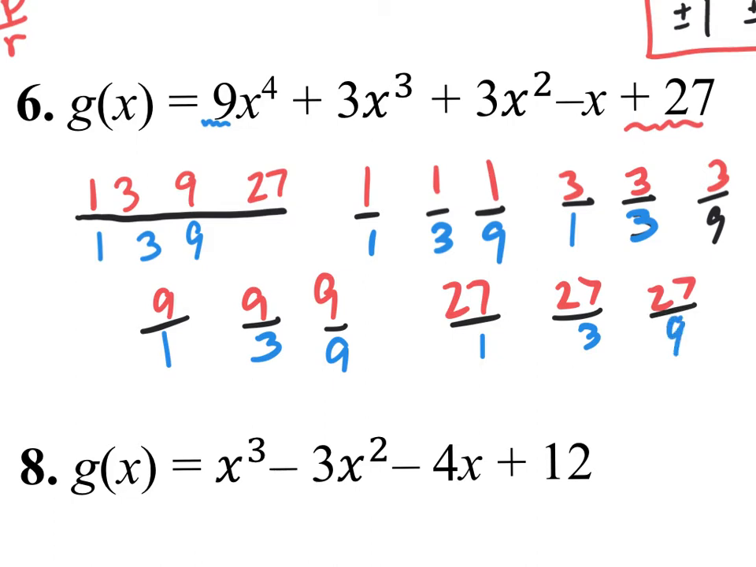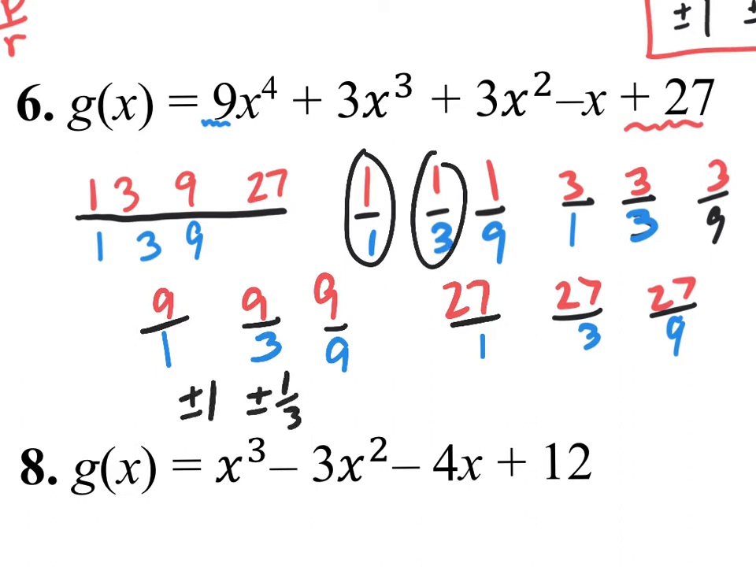All right, so let's go through each of these and write it as a list with a plus or minus in front of each one. So let's begin with this guy. That's 1 over 1. That's really just plus or minus 1. This guy right here is plus or minus 1/3. This guy right here is plus or minus 1/9. Okay, so these are all possible answers so far.